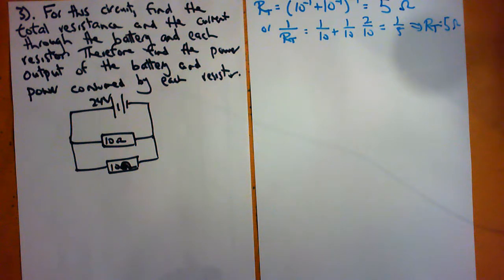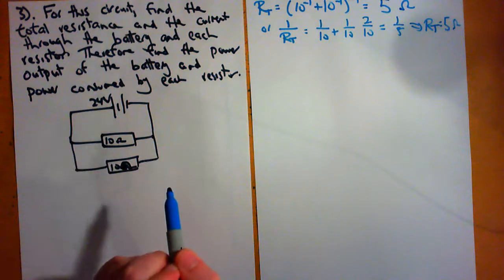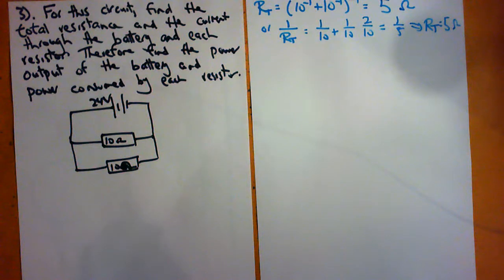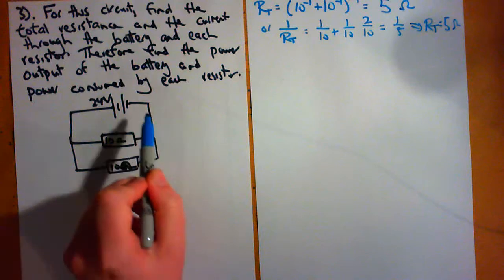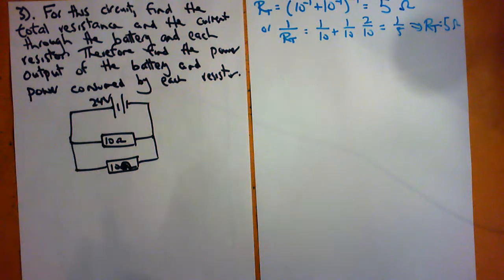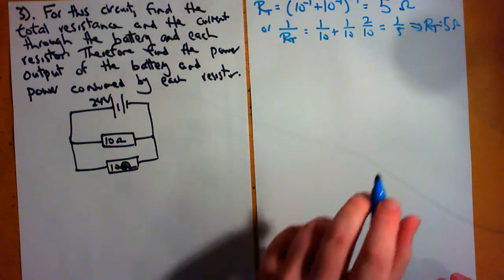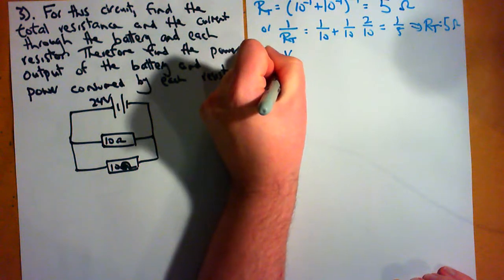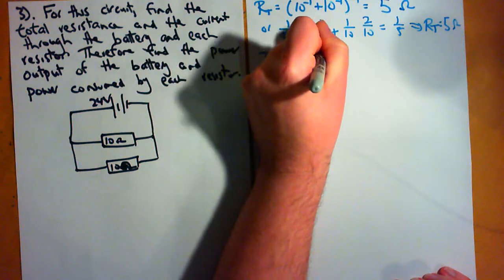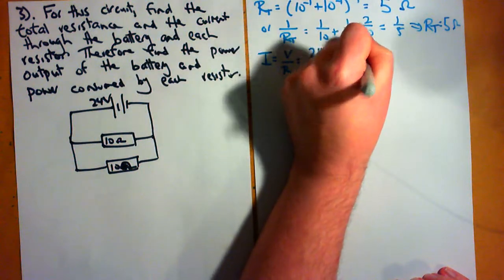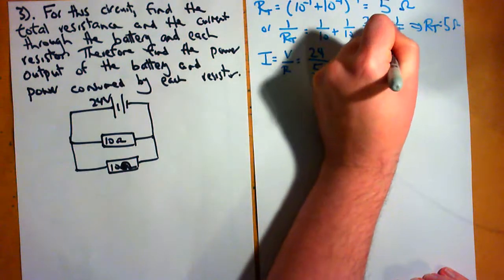So let's find the current through the common part of the circuit, and by common we mean the part of the circuit where both loops, the top loop and the whole loop, have in common, which will be from here all the way round to there. Okay, so we have to find that current. I is V over R, and the voltage is 24, dividing by the total resistance we found to be 5, and that gives us 4.8 amps.